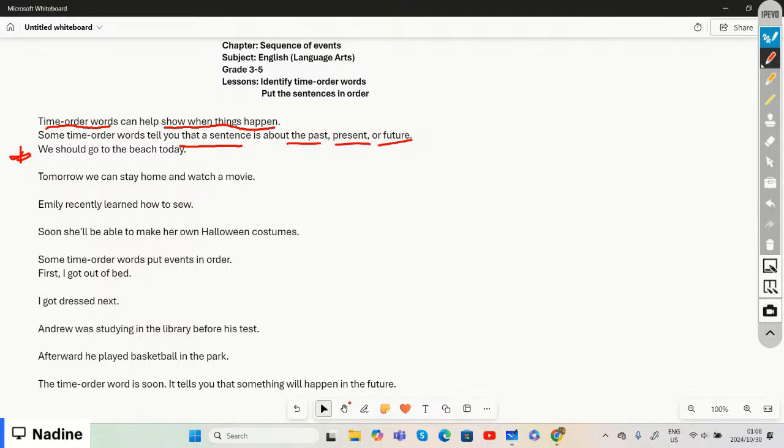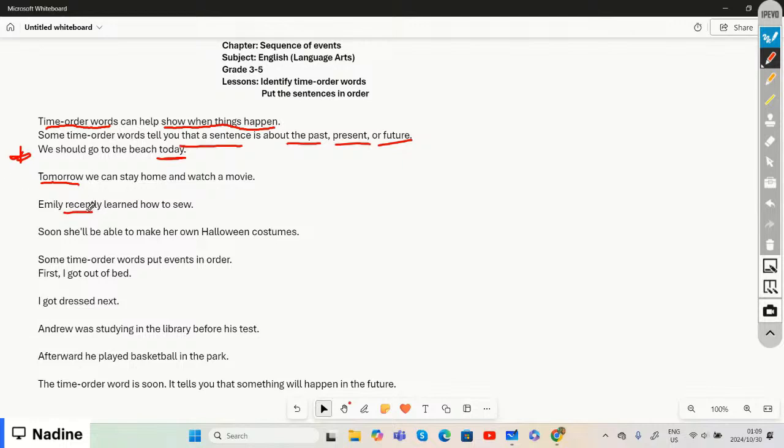If we look at an example of time order words, it says, we should go to the beach today. So what tells us that something is in the present? It is the word today. When is something happening? Today. Then we have another sentence that says, tomorrow we can stay home and watch a movie. When is that going to happen? Tomorrow, which is in the future.